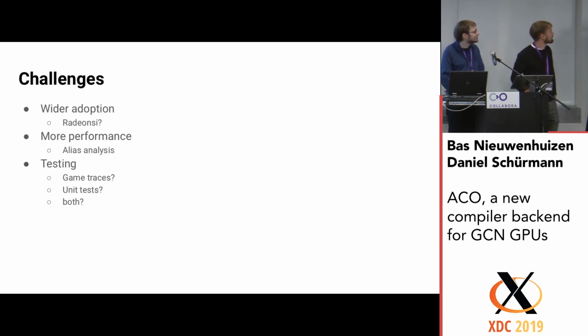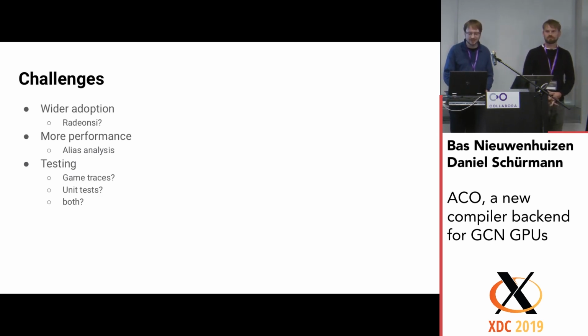Further challenges are wider adoption, like it would be very nice if we could also use this for Radeon SI. We have more things that we want to do for performance. If we look at what optimizations we do, our SSA-based approach is pretty new, but otherwise we're not doing a lot of crazy optimizations. One of the things that might really help us in the backend is alias analysis, and that again can help with scheduling, like your typical backend passes.